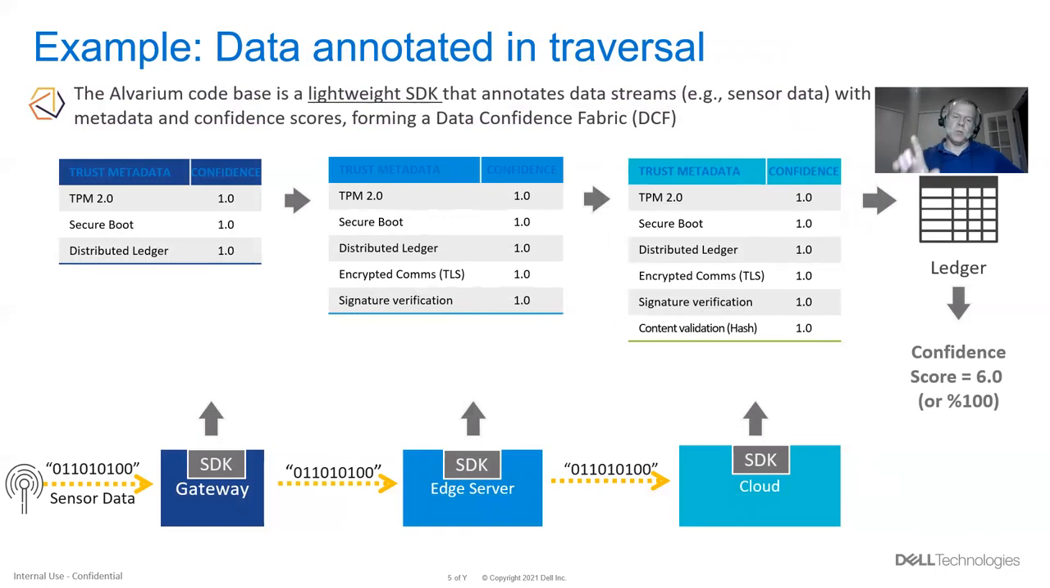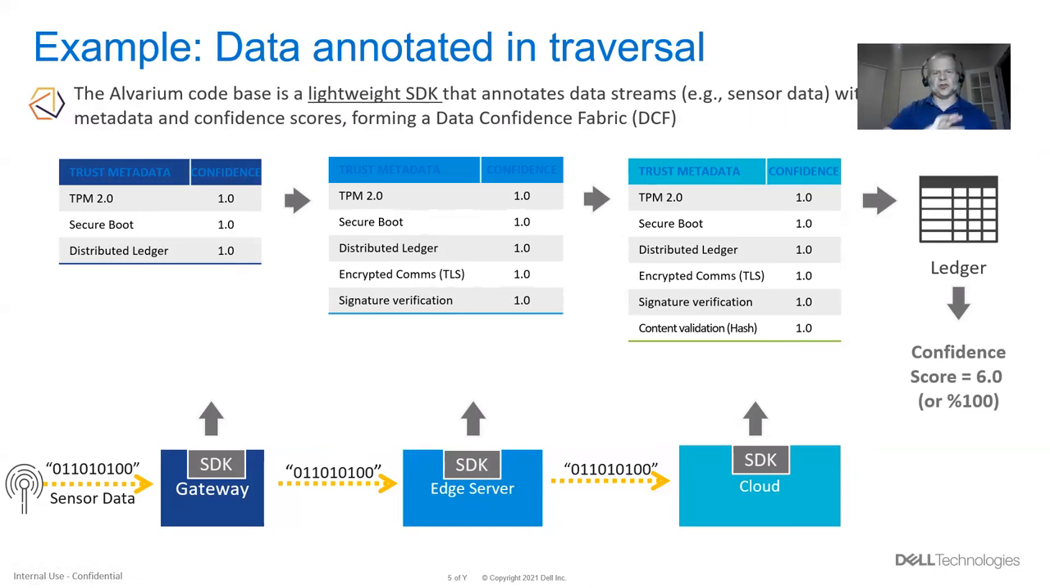So when we move to the next hop, which is the edge server, there's also applications running there with an SDK embedded in them. You may add on additional annotations related to encrypted communication. You know, was the data handed over TLS? Does the data have a signature on it that can be verified through public-private key pairs? And then finally, moving into the cloud, maybe we add another annotation on top of that that uses a hash or a checksum to determine whether or not the payloads have been tampered with.